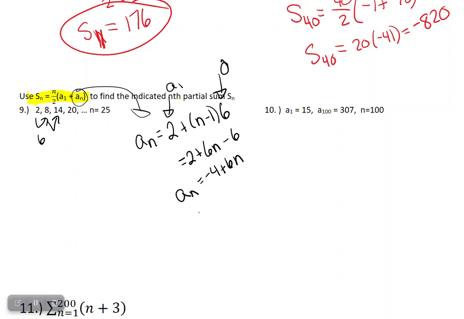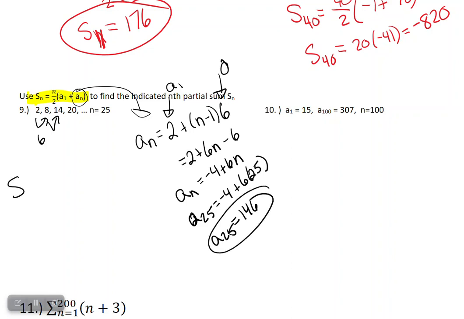So if I want to find the 25th term, I'm going to do -4 plus 6 times 25, and that should give us 146. So the 25th term is 146, so we'll use that in our summation of the first 25 terms.